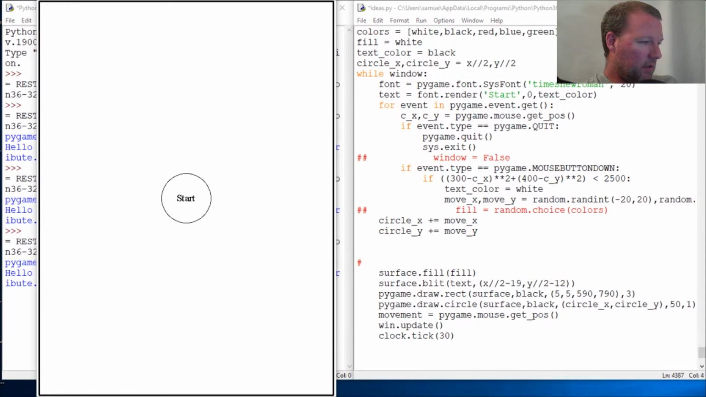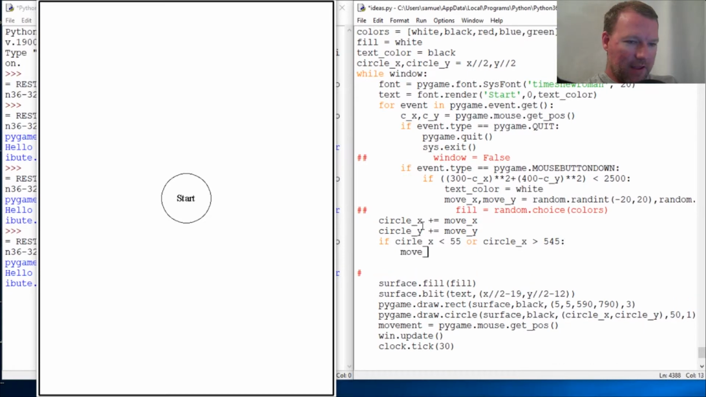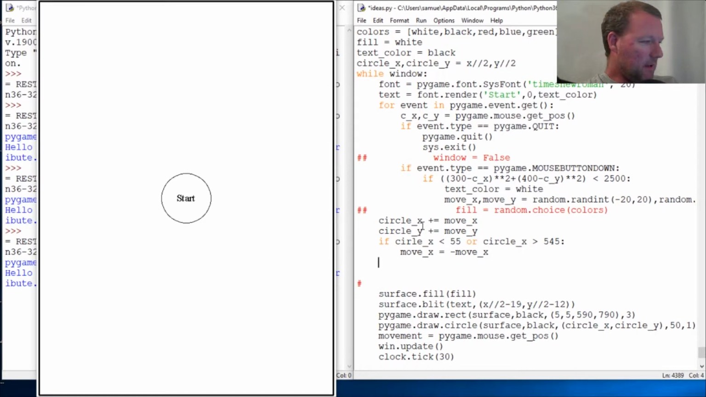So let's just start writing this so you can see it, and just trust me on the measurements. There we go. So if circle X is less than 55, that means if it's getting over here, because we're off the wall 5, our dots per inch, and then adjusting for our radius. Same thing over here, off 5, radius of 50. This is 600 across. So, or if circle X is greater than 545, we're going to say move X equals minus move X.